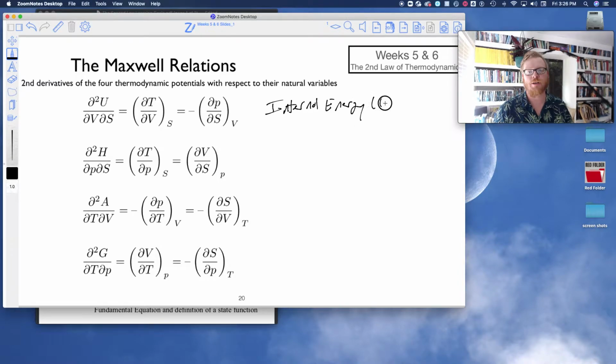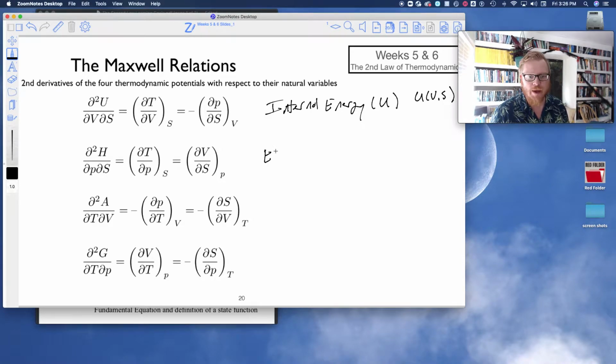internal energy U. And what we see here, which we didn't know before, what we're learning now, is that the natural variables of internal energy are V and S, volume and entropy. That would be unexpected.